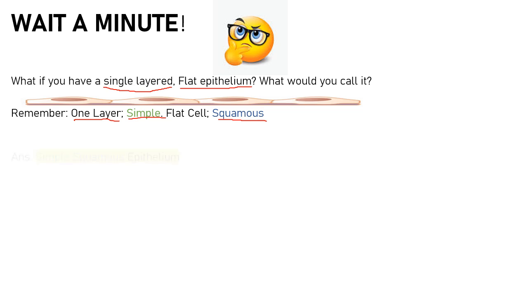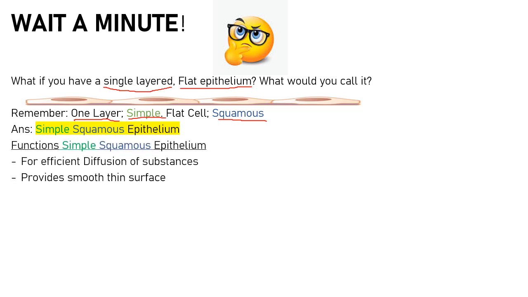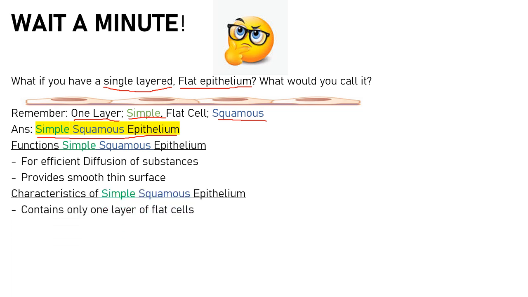So meaning that our answer to this question is that this classification is known as simple squamous epithelium. Are we together? In that manner, right? So what are the functions of simple squamous epithelium? Usually they are for efficient diffusion of substances. So wherever diffusion is actually taking place, you actually expect to find this kind of epithelial tissue. Okay, then it also provides a smooth, thin surface. For example, in the blood vessels, okay, we need smooth flow of blood, so you expect such kind of epithelium to be found there. Okay, so these are the characteristics.